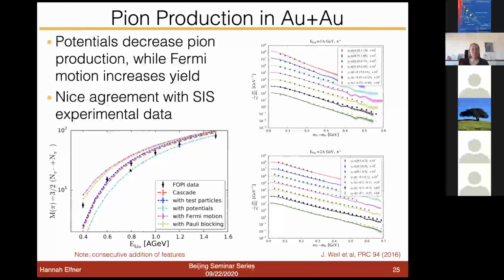And here you can see the difference between the so-called cascade approach, which is the red line, which is what you would probably use at high energies if you would run a transport approach. That means that you don't include nuclear potentials and you just have the collision term. And then with test particles, not much changes, as it shouldn't. And then if you include potentials, the pion production is a bit reduced, which is also what other approaches are seeing.